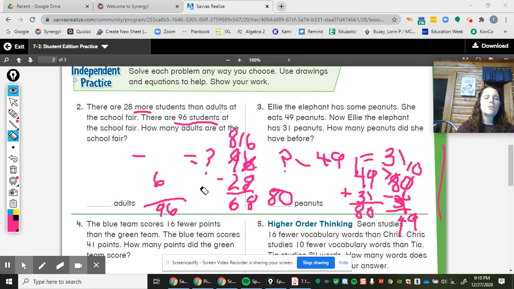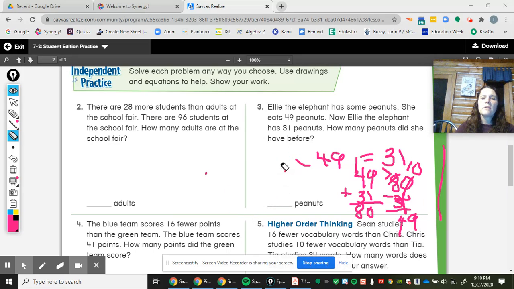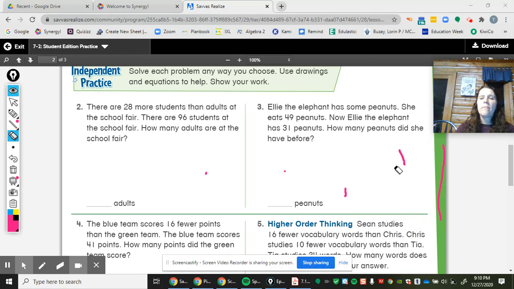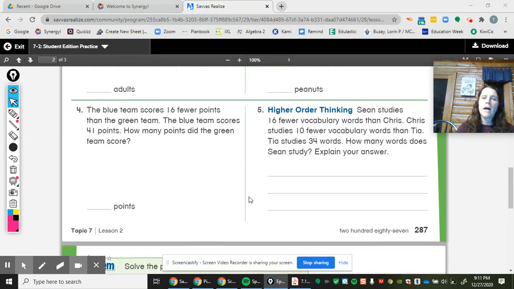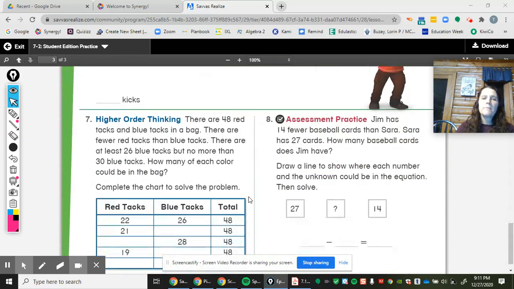So this is what you're going to be doing today, second graders. Reading the problem, looking close at what it's asking you to find out, then looking to see what information you have, and write your equation just like yesterday, and then solve it. If you have a whole and a part, you subtract. If you have a part and a part, you add. Okay? So you're going to do problems again now. 4, 5, 6, 7, and 8.